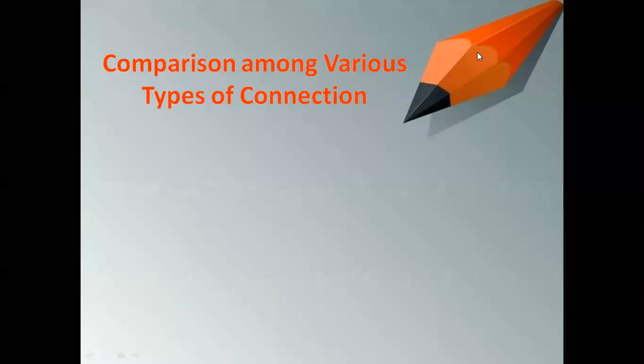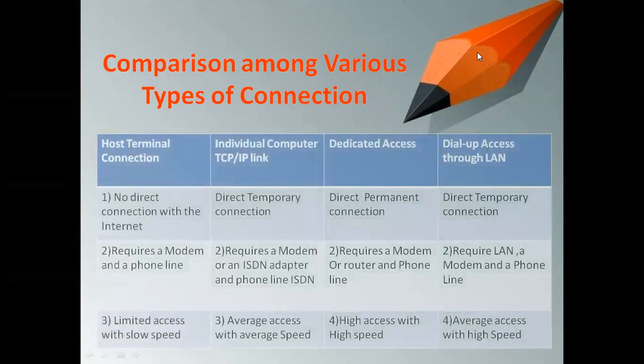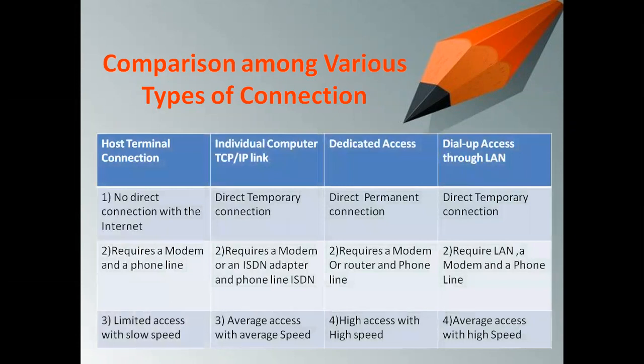So we can compare this with the help of the chart. Now the first column is all about the host terminal connection, the first connection. The second connection is the individual computer TCP/IP link. Then dedicated access, like broadband connection, and dial-up access through LAN. So let's understand whether the connection is direct or indirect, permanent or temporary.